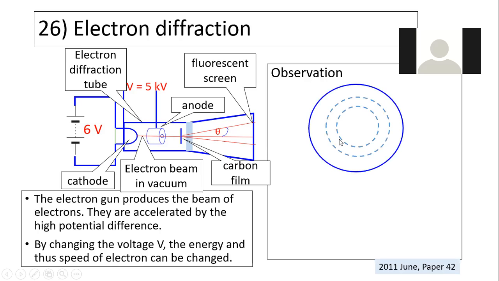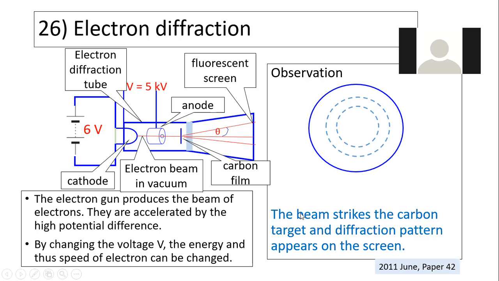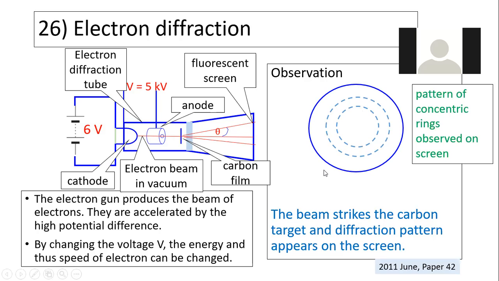What do we observe? There's a pattern that we observe. The beam strikes the carbon target, there's your carbon film, and a diffraction pattern appears on the screen. That is your screen, like your CRO. That is the pattern that you see: a pattern of concentric rings observed on the screen.